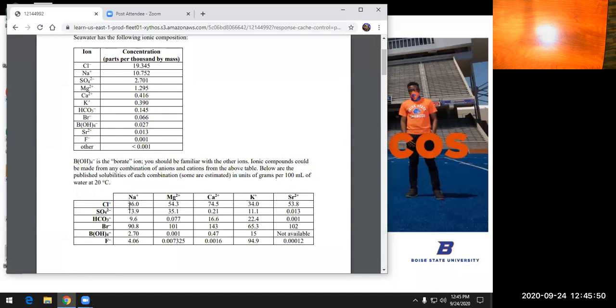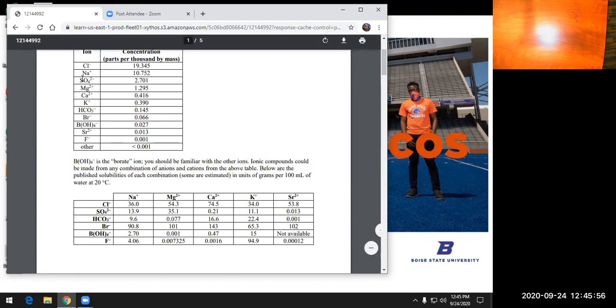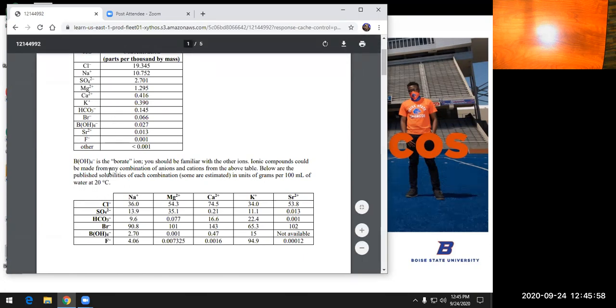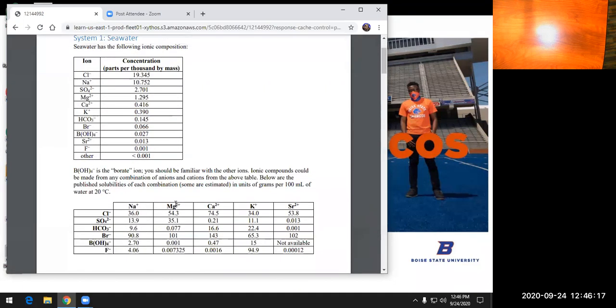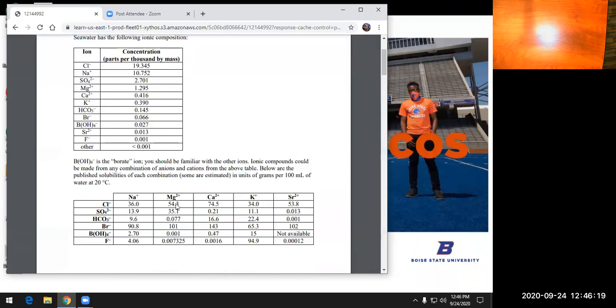And then I'm also giving you a table that looks at all of the various combinations of cation and anion you could have, and the solubility of the ionic compound that is formed for each one of those. These solubilities are in units of grams per 100 milliliters of water. And so that is the background information that I'm providing on System 1, seawater.